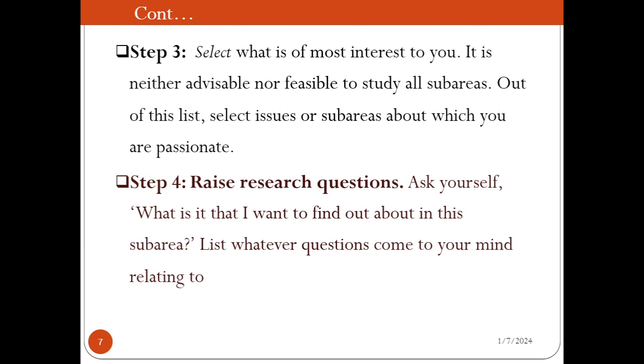But a research question is a question about that problem. So you can say, okay, is education related to, for example, domestic violence? This is a kind of question which is related to the research problem that we have already asked. The first step is raise research question, which means ask your question basically. So ask yourself, what is it that I want to find out about in this sub area? For example, you would like to work on the relationship between education and DV, or domestic violence. So now you're simply asking, is education related to DV or not?